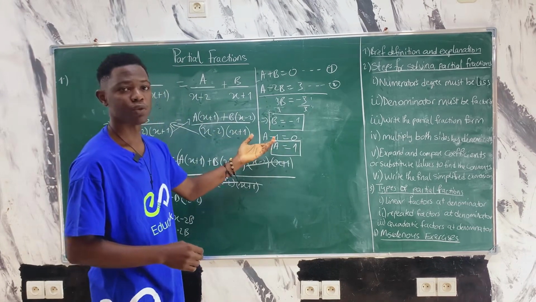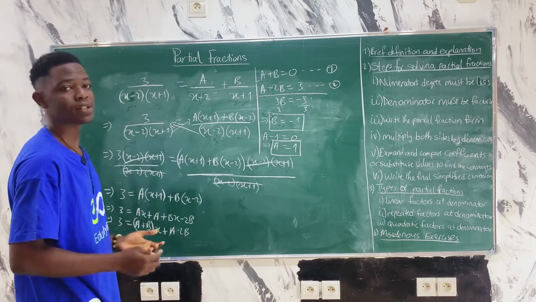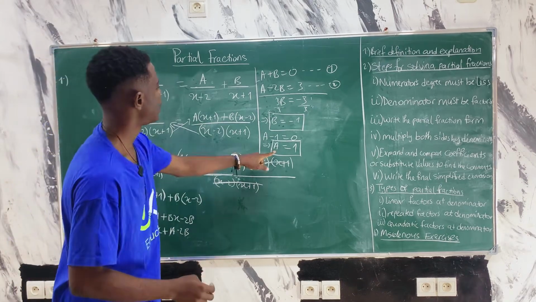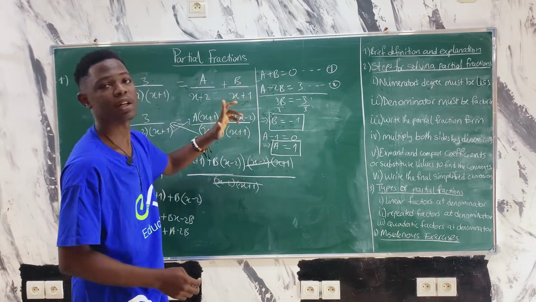So now we have our two values. A is 1 and b is minus 1. So we are practically done. What is left is to replace a in this equation, put our 1 here and minus 1 on this side, and that is all.